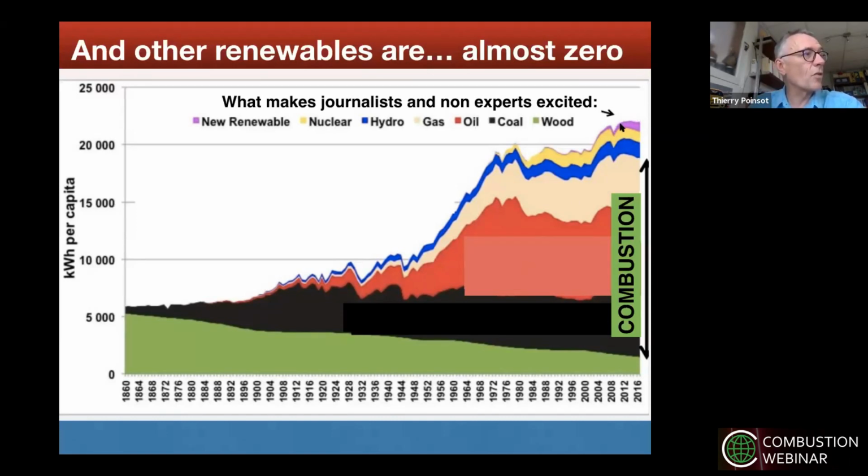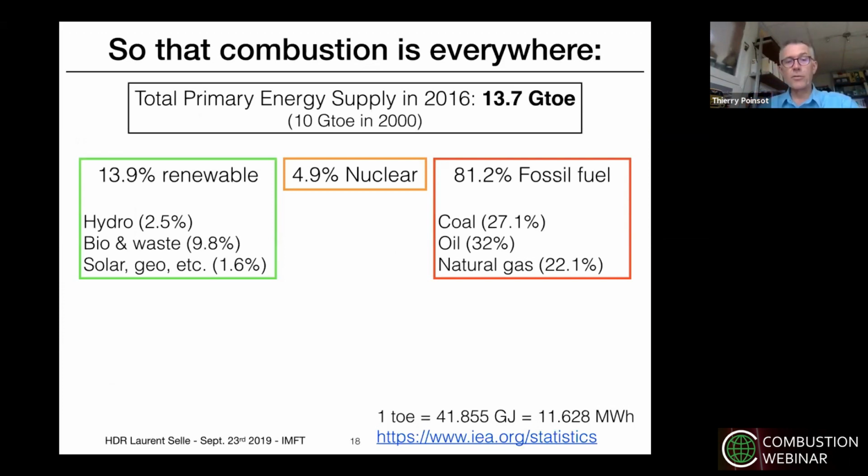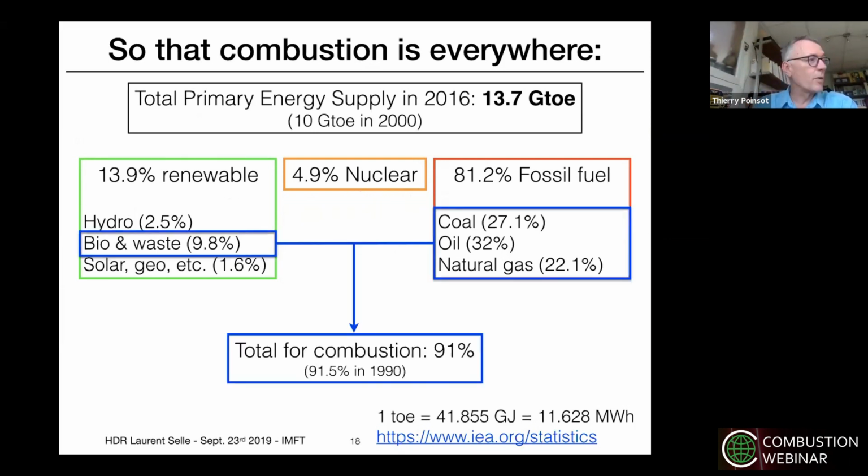And this is this small zone here, which makes everyone excited, but don't forget that the rest is here, and it's combustion. So today, it's mainly clear that our civilization relies on combustion. So when you look at the total energy, for example, in 2016, and you look at the share of each part here, so the fossil fuel, the nuclear, and the renewable, you realize that in the renewable, actually, the largest part is also burning waste and biofuels. You end up with something like 91%, and this number is not going down.